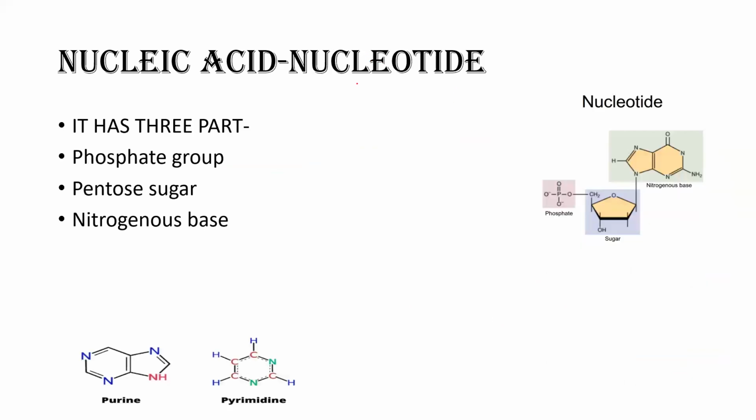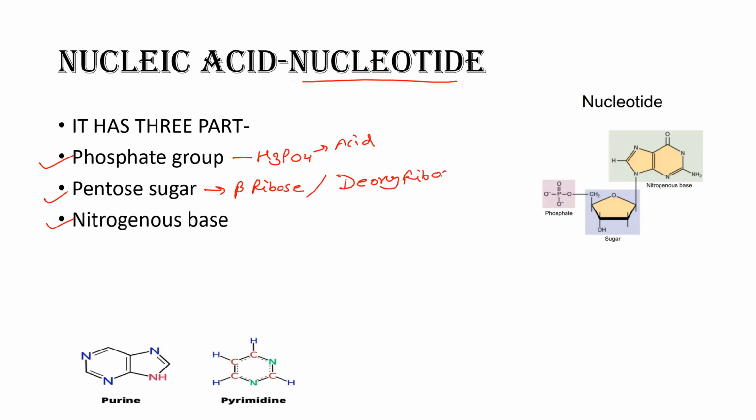First, we talk about nucleotide. Nucleotide is made up of three parts: phosphate group, pentose sugar, and nitrogen base. The phosphate group is H3PO4, phosphoric acid, which is an acid. Pentose sugar, which sugar? Beta ribose. But in DNA, it is deoxyribose. So what is the difference between ribose and deoxyribose?